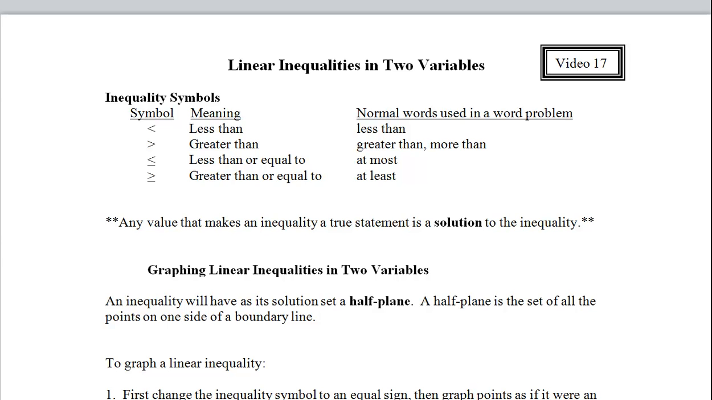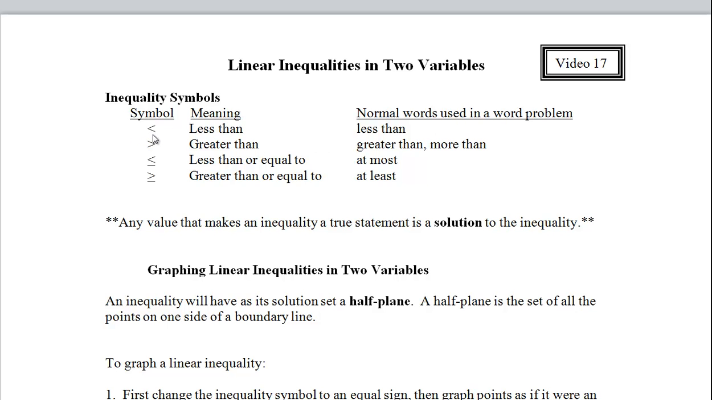In this chapter, we get back to graphing linear inequalities. We will get back to matrices, but that will be in the very next chapter where we put inequalities and matrices together. So first thing, with linear inequalities in two variables, the inequality symbols, what they mean, and normal words used in a word problem, because we do get some word problems.